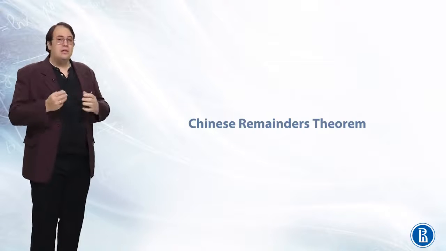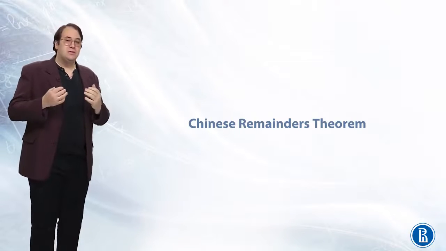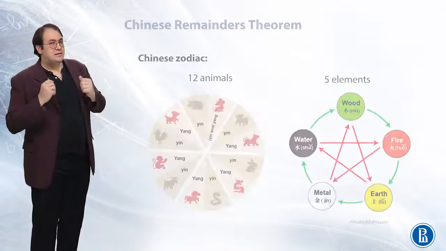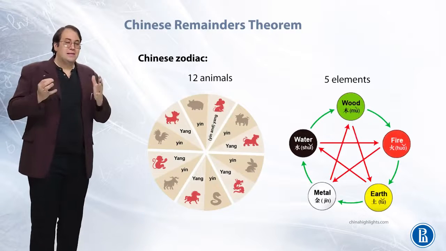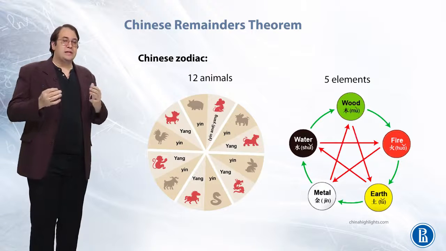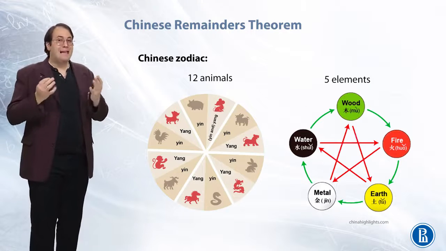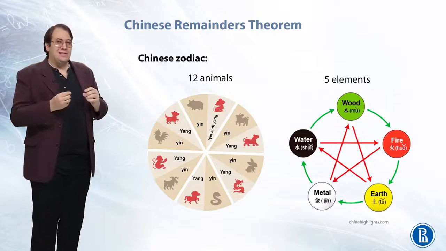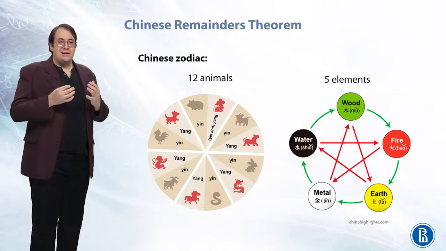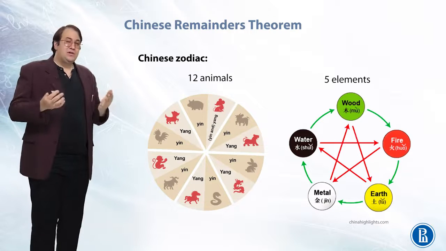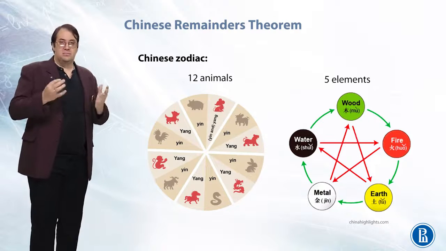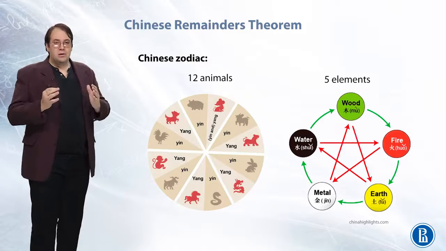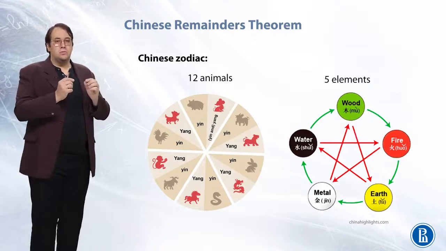In this video we will talk about the Chinese remainder theorem. But we'll start from the Chinese zodiac. We know that the Chinese horoscope, the Chinese zodiac, has 12 animals and 5 elements. I don't actually know what these animals are. I just know that there are 12 of them, but if you're interested, you can read about it on some other occasion. All I know is that each animal corresponds to 1 year.